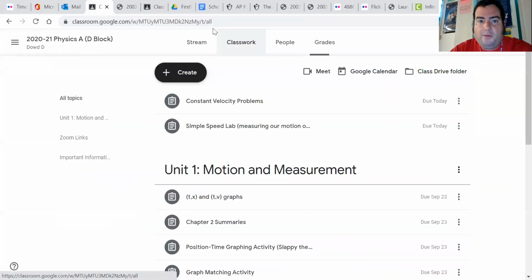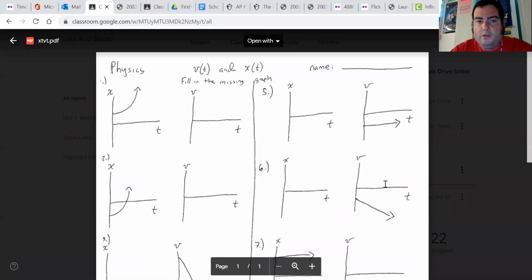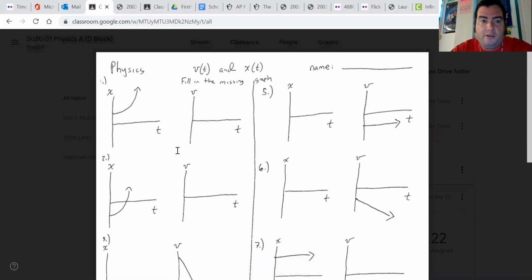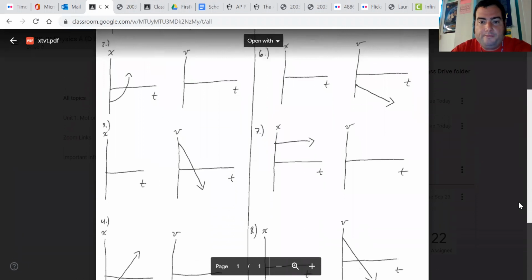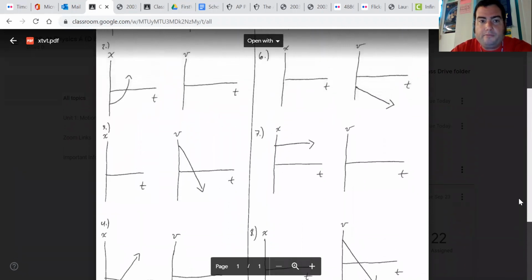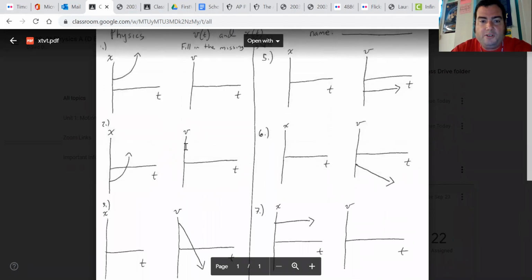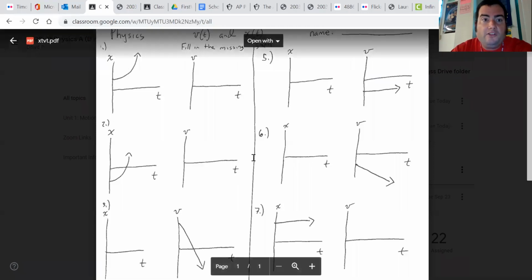So I gave people a worksheet that looked like this. And it essentially asked students, if you were given one graph, could you generate the other? And sometimes I gave you the position, sometimes I gave you the velocity. So I want to go through 1 and 2, which we did in class, and then I'd like to go through 6. So let's talk about 1 and 2.